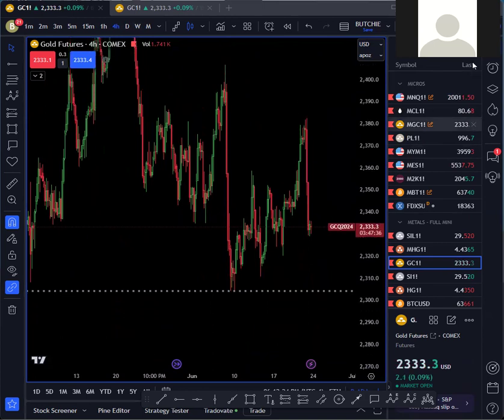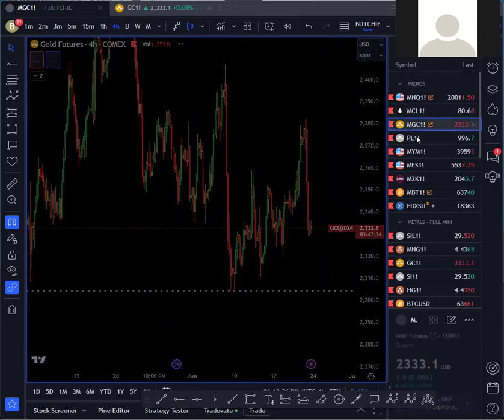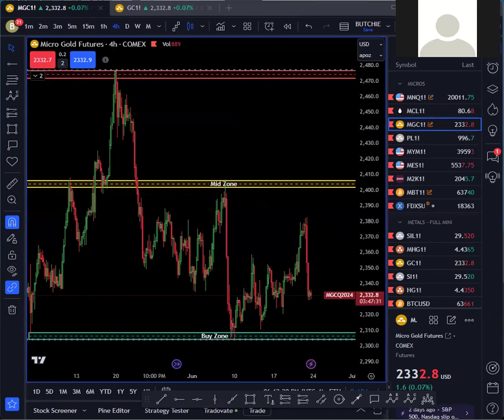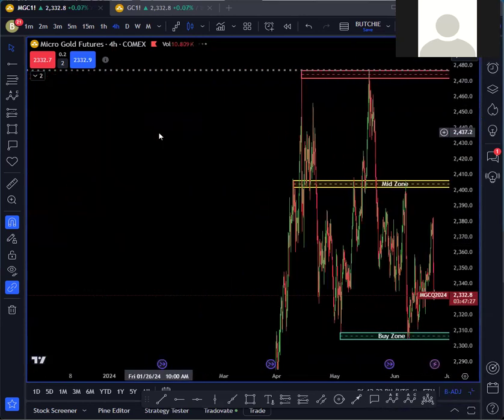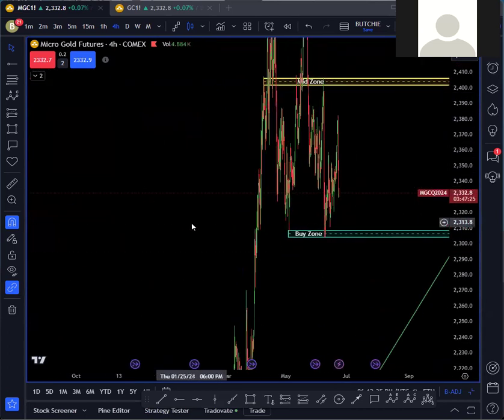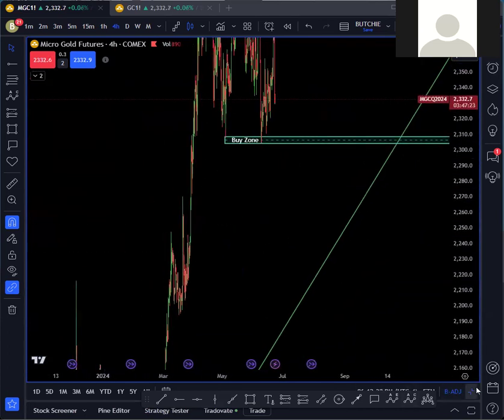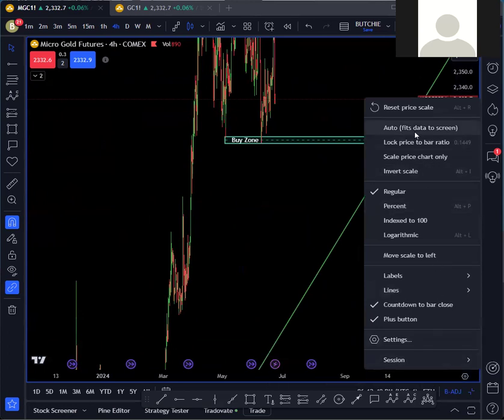Well, my lines are not on my gold chart. There they are. All right. I do not know why they were not showing. So here's the 4-hour on gold. Let me fix my chart.